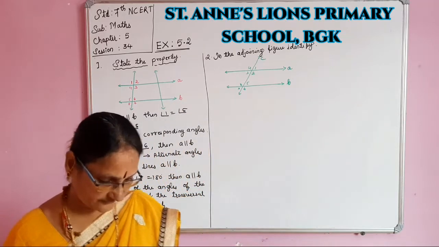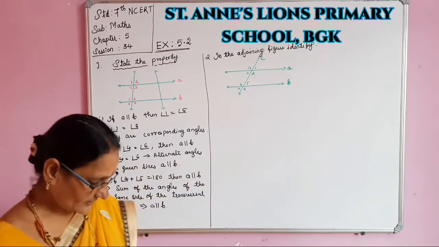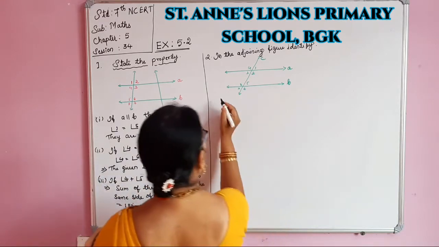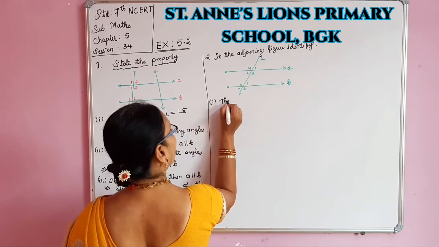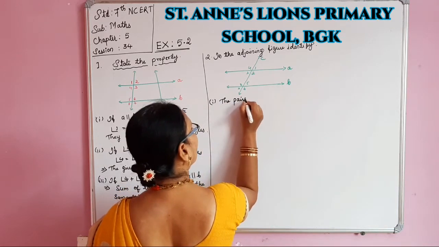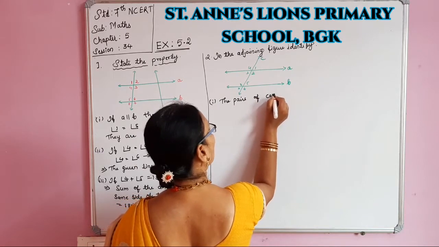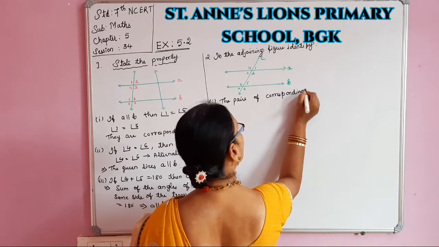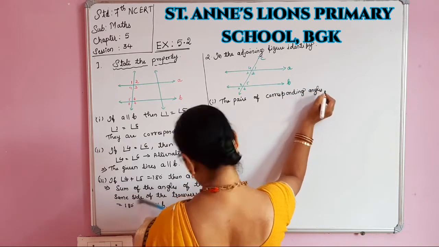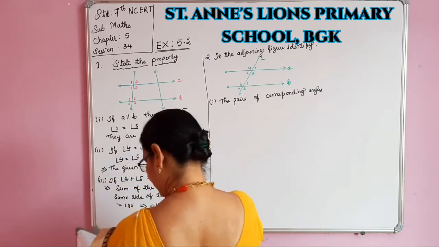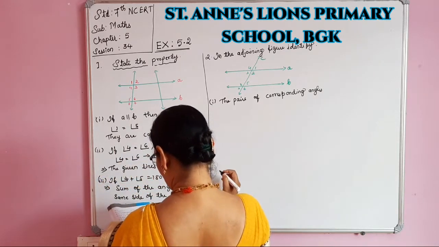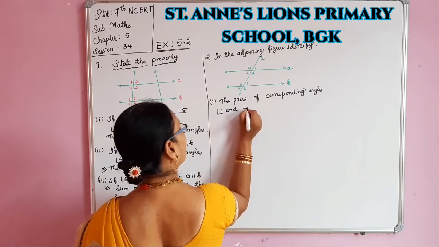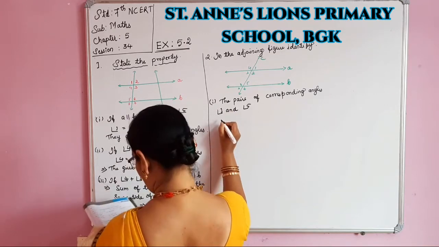The pairs of corresponding angles we have to write. First one, what we have to write? The pairs of corresponding angles. Which are the corresponding angles? Now we have to write. See, angle 1 and angle 5.